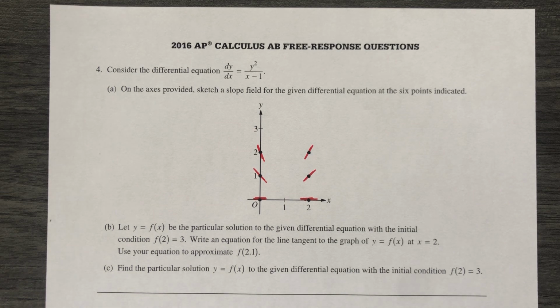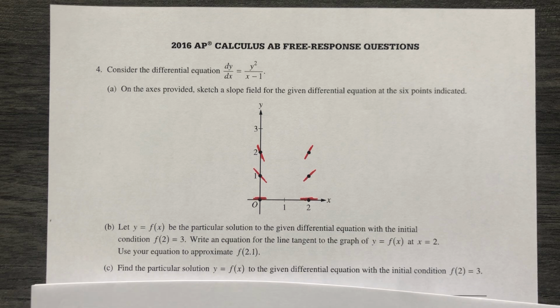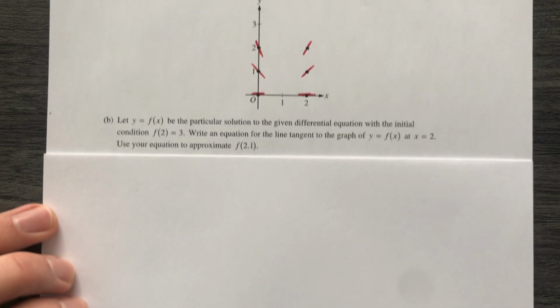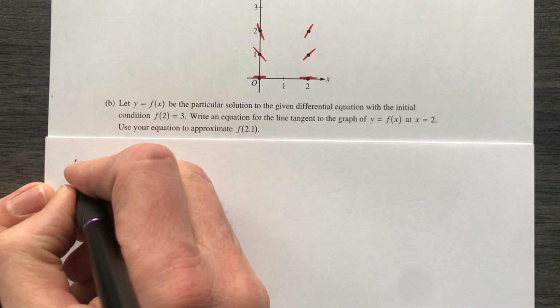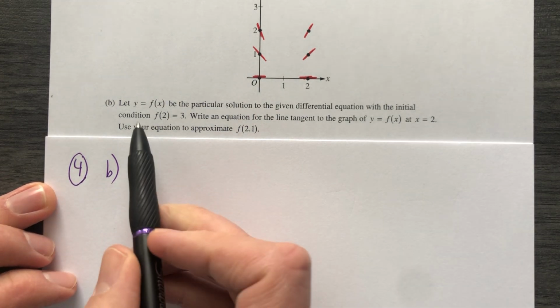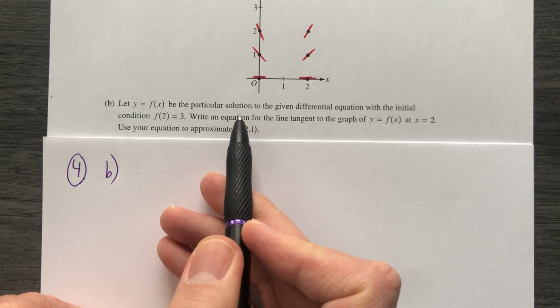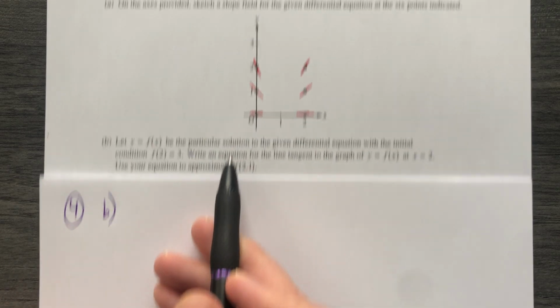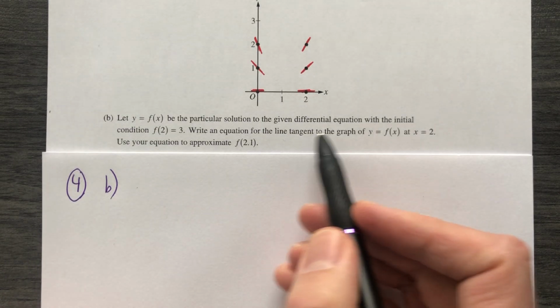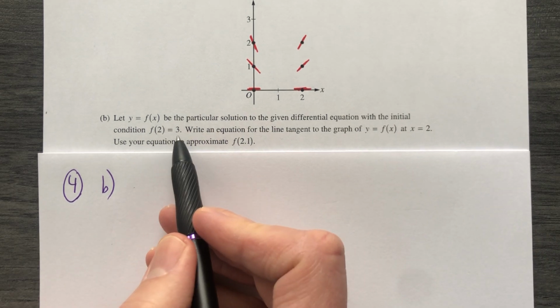Okay, part B. Let's read it carefully because I'm just going to tell you what went through my head when I did this. I started reading it and I jumped the gun and I started doing something they didn't ask me to do. So here goes. Number 4, part B. Let y equal f of x be the particular solution. I stopped right there and I started solving this for y. That's not what they asked. To the differential equation with the initial condition f of 2 equals 3.